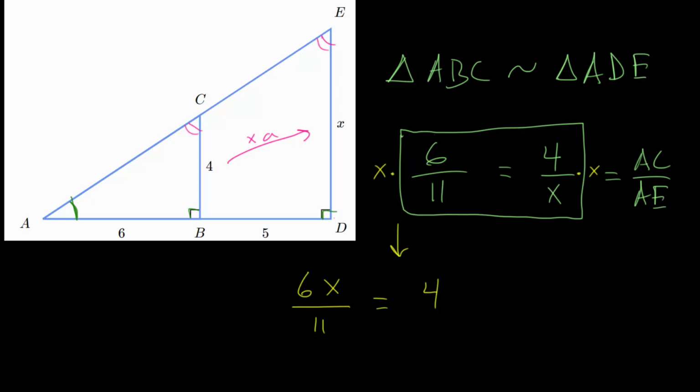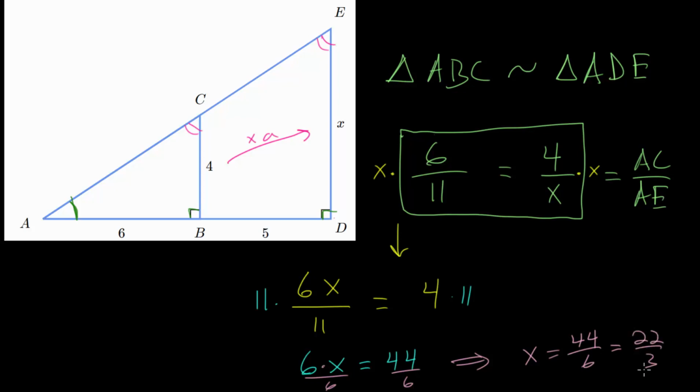Now, to solve for x, we can multiply each side by 11 to cancel out this denominator. 11 divided by 11 is just 1. So we get 6x is 44. And our last step is to cancel out this multiplication. We can divide each side of this equation by 6. 6 over 6 is 1. So that we just get 1x, or x, is 44 over 6, which we can simplify to 22 over 3.